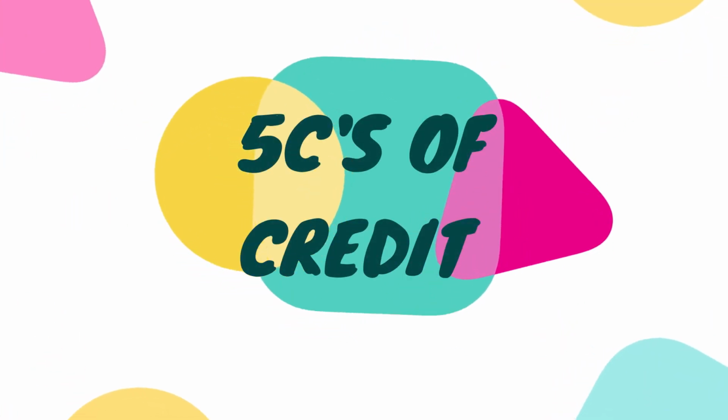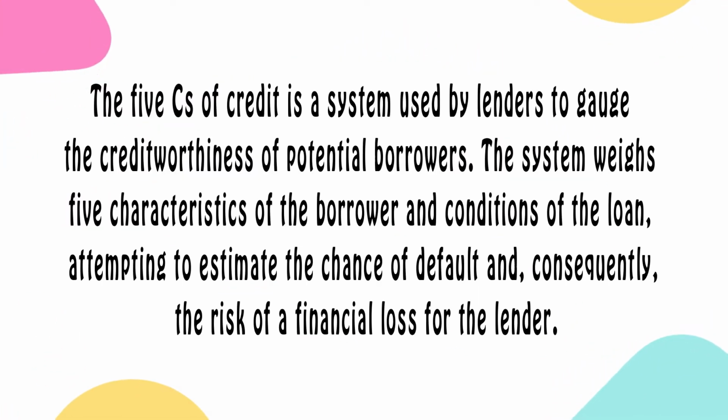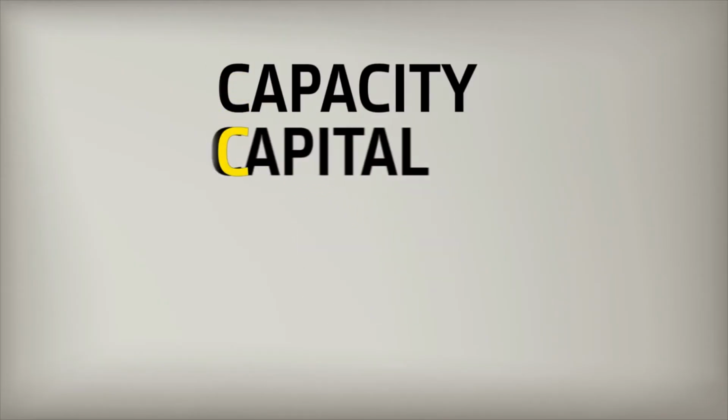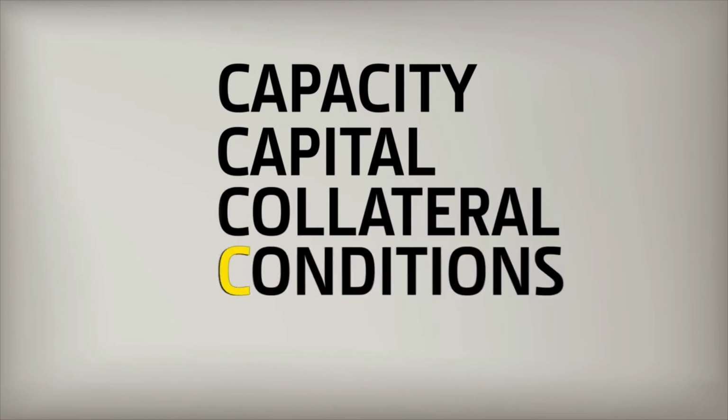The 5 C's of credit. The 5 C's of credit is a system used by lenders to gauge the creditworthiness of potential borrowers. The system weighs 5 characteristics of the borrower and conditions of the loan, attempting to estimate the chance of default and consequently the risk of a financial loss for the lender. The 5 C's are capacity, capital, collateral, conditions, character.